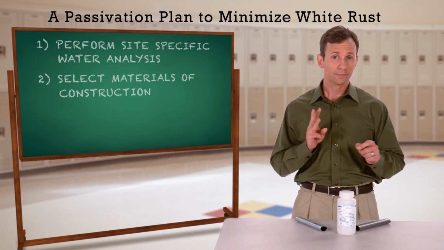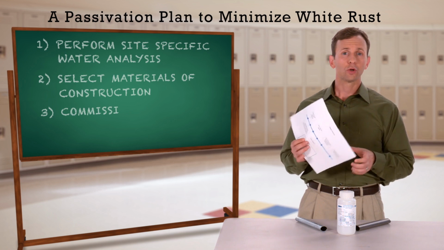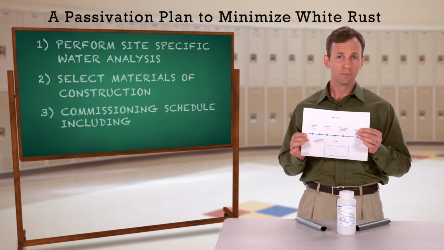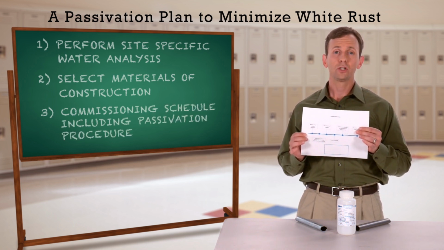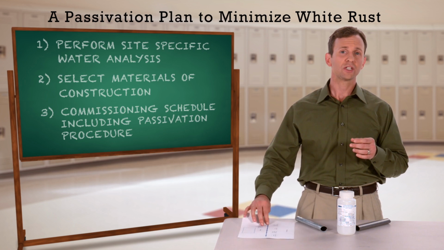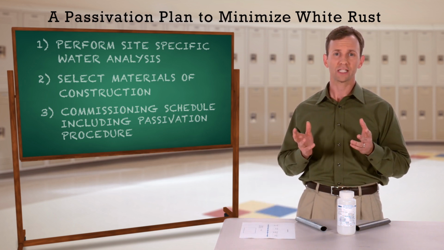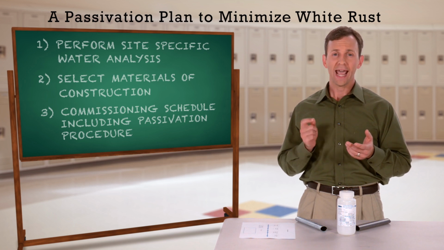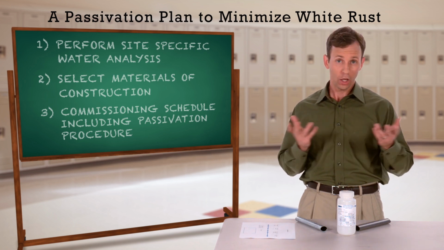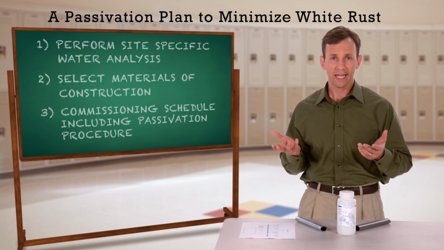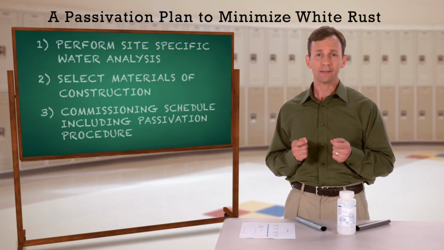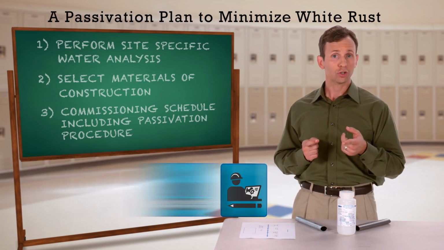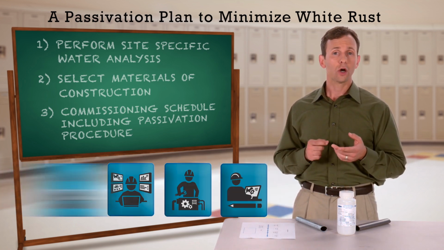2. Select your equipment's materials of construction based on the results of the water analysis and equipment manufacturer's guidelines. 3. When your equipment selection includes galvanized materials of construction, build a site-specific passivation timeline into your commissioning schedule that takes into account when load will be required and the makeup water quality. In other words, have a passivation plan and share it with your project team, including engineering, construction, operations, and your water treatment vendor.